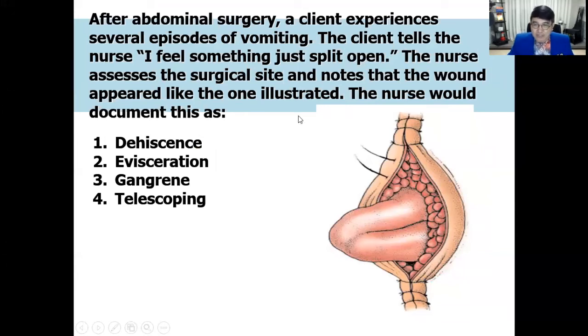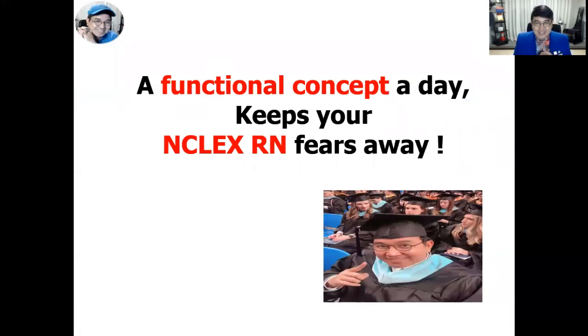Okay, so what do we have here in the illustration? You have an example. This is actually part, I think, of the intestines that came out of the surgical wound. So you have part of the viscera coming out. So this is termed evisceration. Once again, the priority, don't forget to just stay with the patient and then cover it with moist saline soaks. Okay, and then notify the physician.